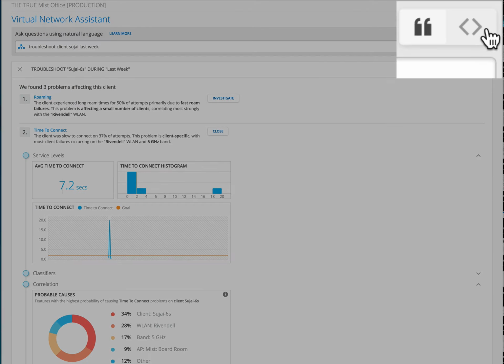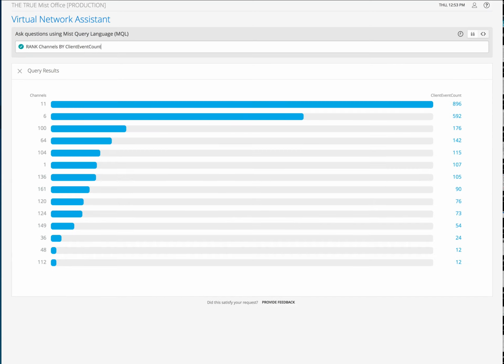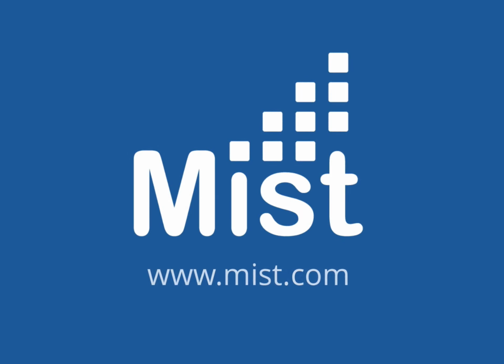Now, this is the Mist query language, which is very early in its development. It will try to guide you through as you build your own query. For fun, let's see how many clients are connected on each channel. Pretty cool, huh? This is just the beginning for Mist's virtual network assistant.